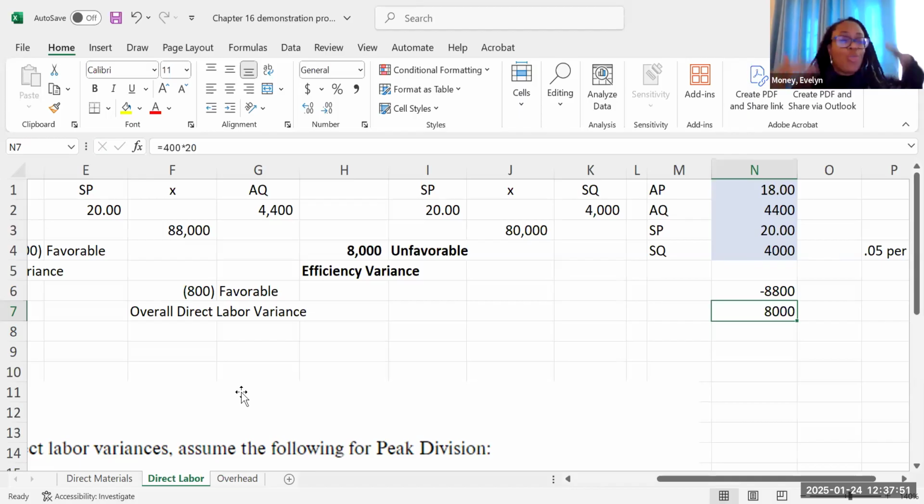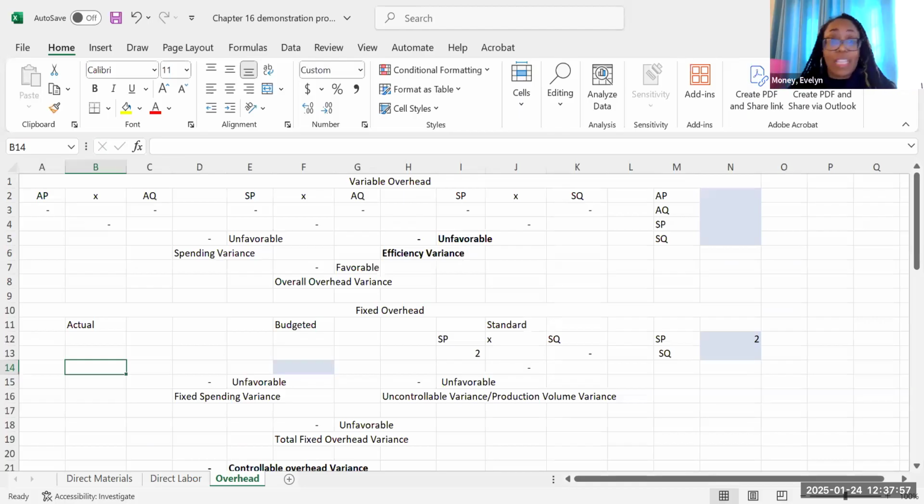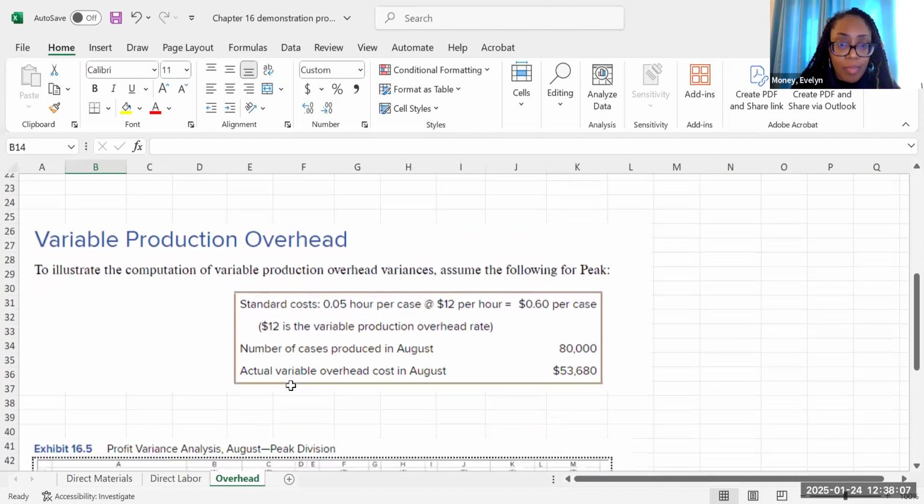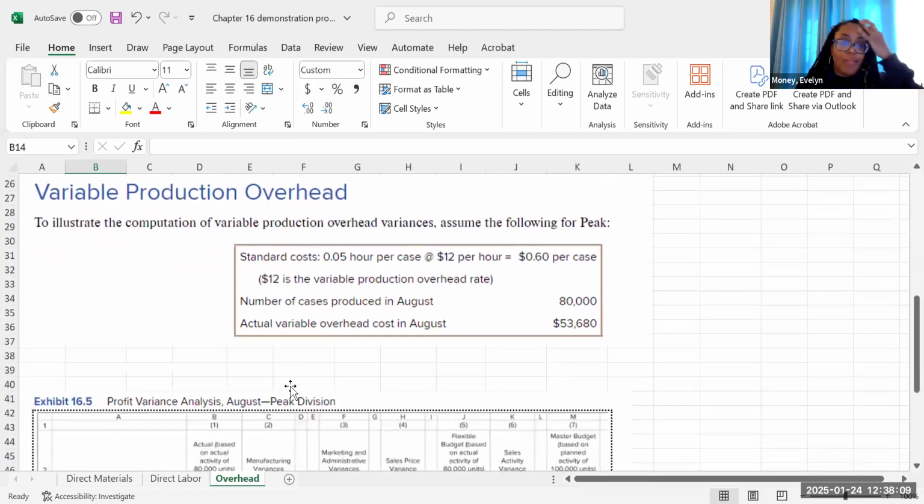Once you get into the groove of direct materials and direct labor, it makes variable overhead that much easier. Let's look at variable overhead. Now for this one, my problem is just a tiny bit different. Here we go. Here's all the information I need.